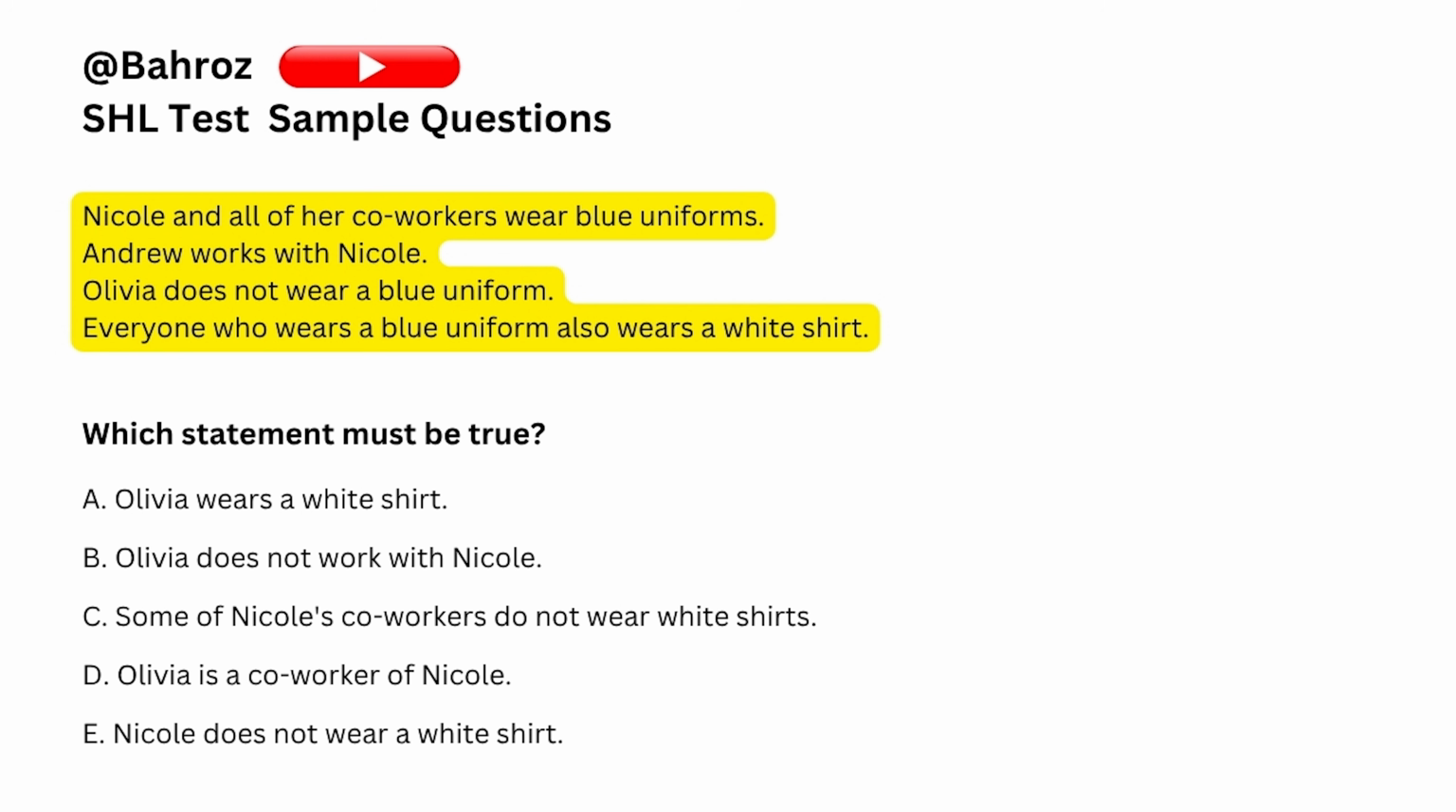Option A, we don't know if Olivia wears a white shirt without a blue uniform. Option B, if Olivia worked with Nicole, she'd wear a blue uniform, but she doesn't, so she can't be a co-worker. This must be true. Option C, all co-workers wear white shirts with their blue uniforms, so this is false. Option D, Olivia as a co-worker contradicts her not wearing a blue uniform. Option E, Nicole wears a white shirt with her blue uniform, so this is false. Option B is the only one that holds. Hence, B is the answer.